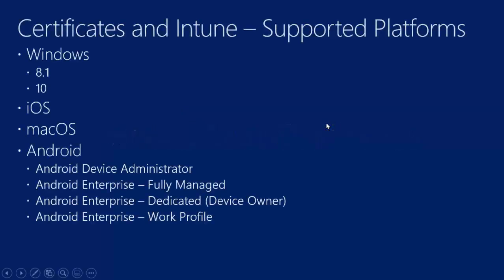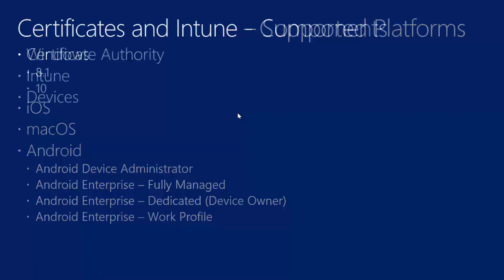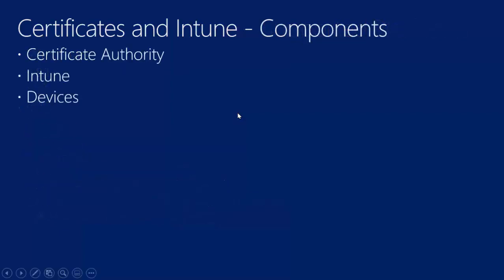Okay, so in terms of supported platforms, you see the list here on the screen. Essentially, every platform you might want to support with trusted certs, you can absolutely do. All the Androids to date, macOS, iOS, Windows 8.1 and 10, Windows Phone as well. I didn't put that on there because Windows phones are largely not used anymore, but nonetheless. In terms of the components, really pretty simple. You have a certificate authority, you have Intune, and then you have devices on which you want to publish certificates. Okay?